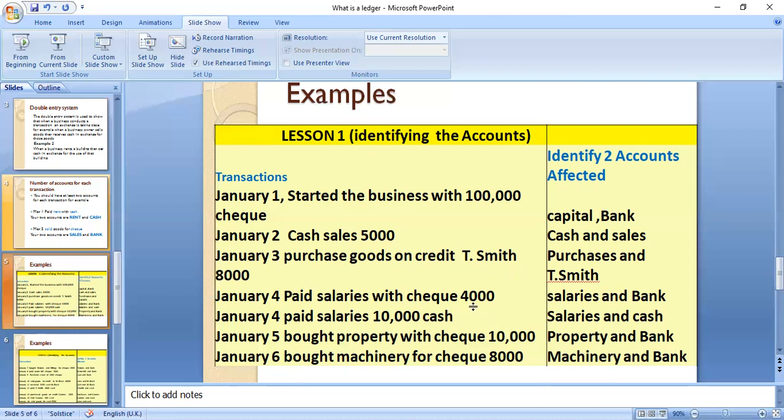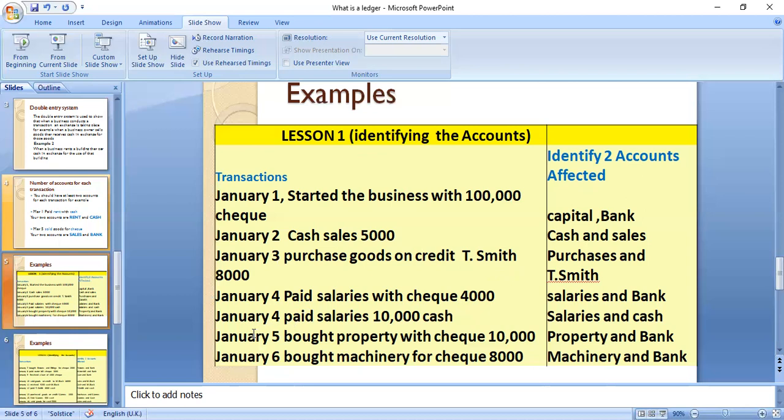The next one says January 4, paid salaries with check $4,000. Two accounts affected are the salaries account and the bank account, right? The next one says January 4, paid salaries $10,000 cash. In this event, we are paying salaries in cash. So the two accounts are salaries and cash, right? Here they are, salaries and cash.